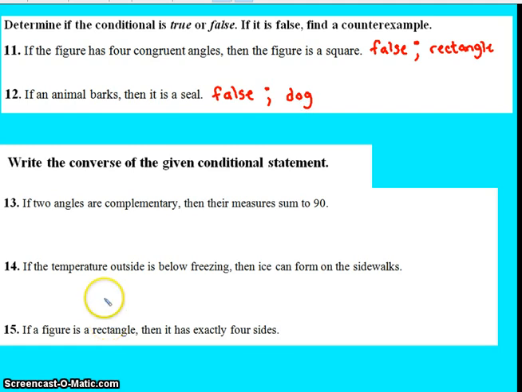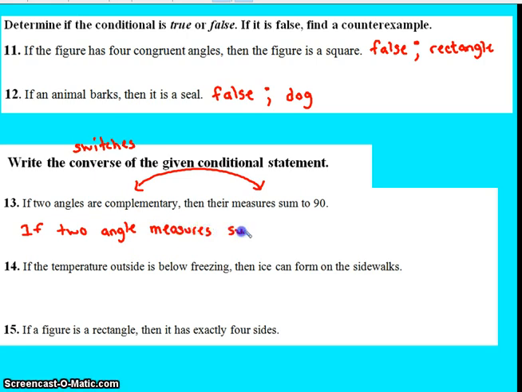Numbers 13 through 15 say to write the converse of the conditional statement. Remember, the converse just switches the hypothesis and the conclusion. When we write the converse of number 13, we keep the if and the then, and then we switch the hypothesis and conclusion. Number 13 reads: if two angles are complementary, then their measures sum to 90. So we need to switch the if and then parts and say: if two angle measures sum to 90, then they are complementary.